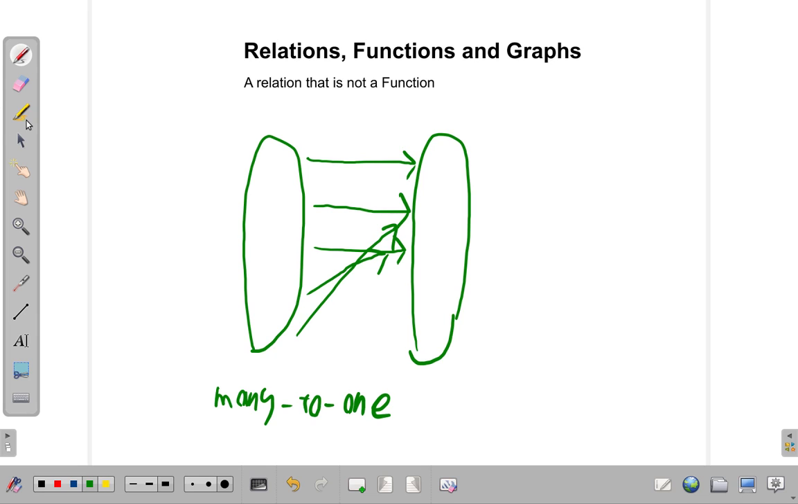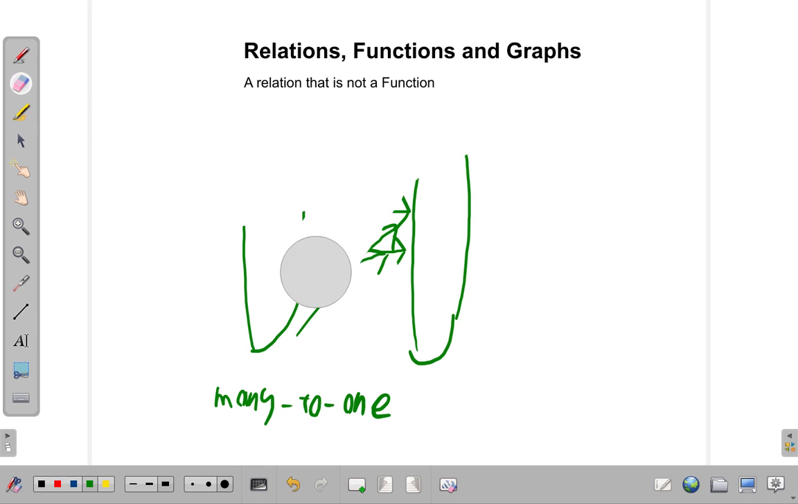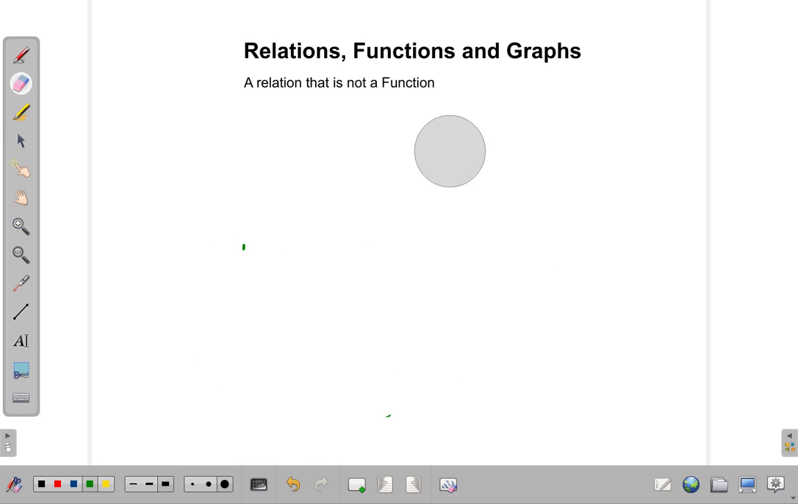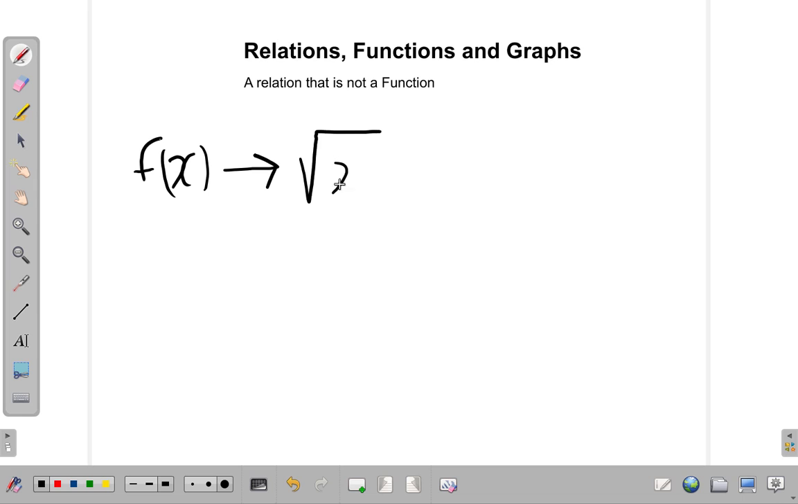However, the one-to-many, as we saw previously, is not a function. And we want to look at an example. One example is this. You have f of x is mapped onto the square root of x. Now, when you have a case like this, you accompany it with the positive and negative. And we're going to see why.